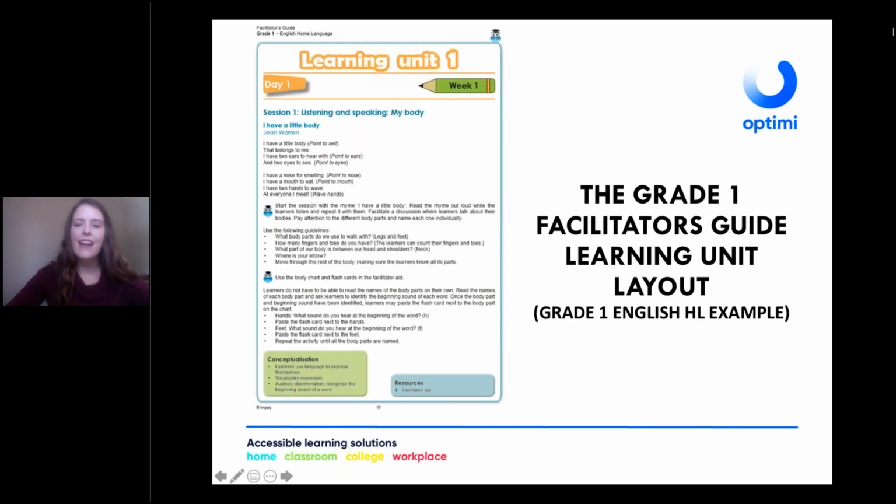Okay. Now let's have a look at the Grade 1 Facilitator's Guide Learning Unit Layout. This is also a bit different to the Grade R book, but it also provides all of the information needed. It's very comprehensive, and so I also want to motivate you to use your guide. It also indicates the learning unit on top of the page, the week that we are in, and the day that you are busy with. It's also been divided into sessions, and it gives you the focus area of that session. So for this specific one, the focus area is listening and speaking, and the theme is my body. Then it gives you all the detail needed. It also indicates what resources you will need to be able to present this lesson.